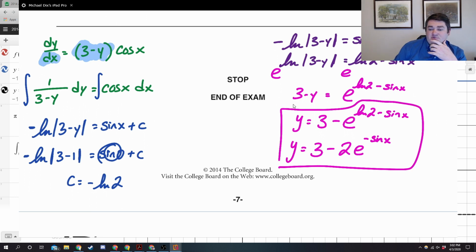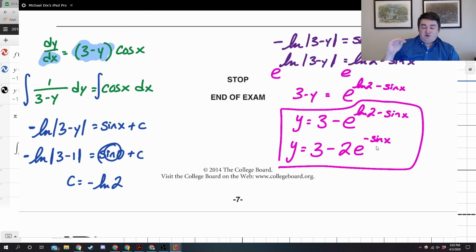This top answer I put is fine for free response, but you would never see something like that on a multiple choice. The bottom one would be the multiple choice approved answer, and that's what College Board considers to be the perfect answer. So keep in mind with these separable differential equations that you don't have to get the perfect right answer to get all the points.